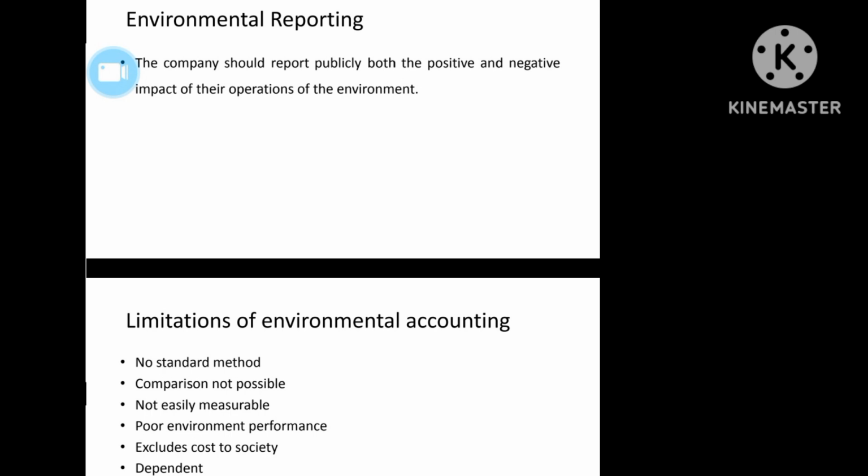Next is poor environment performance. Not all entities contribute to the welfare. Most of the entities cause destruction rather than making the environment better. So poor environment performance excludes cost to the society and it's dependent.